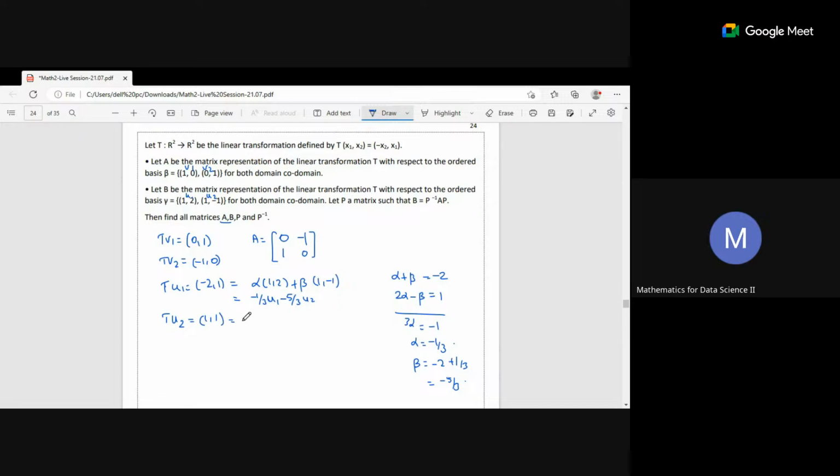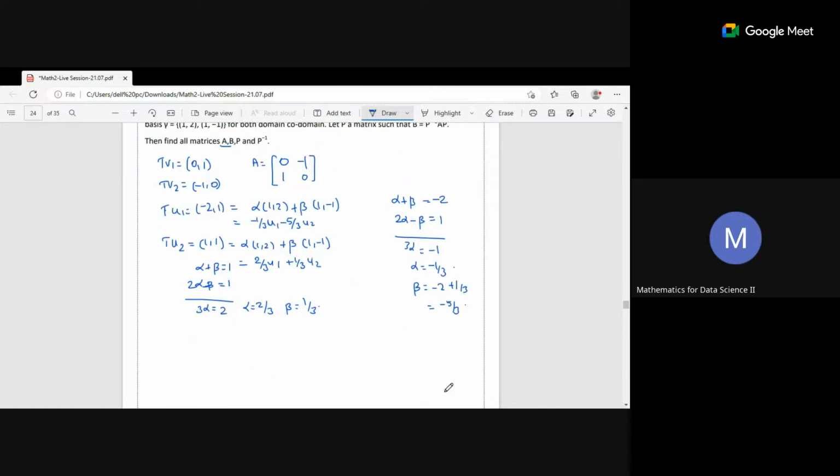So now again alpha times (1, 2) plus beta times (1, minus 1). So you get alpha plus beta is 1, and 2 alpha minus beta is 1. So in this case, 3 alpha is equal to 2, so alpha is 2 by 3. So what is your beta then? 1 by 3. So you get 2 by 3 u1 plus 1 by 3 u2.